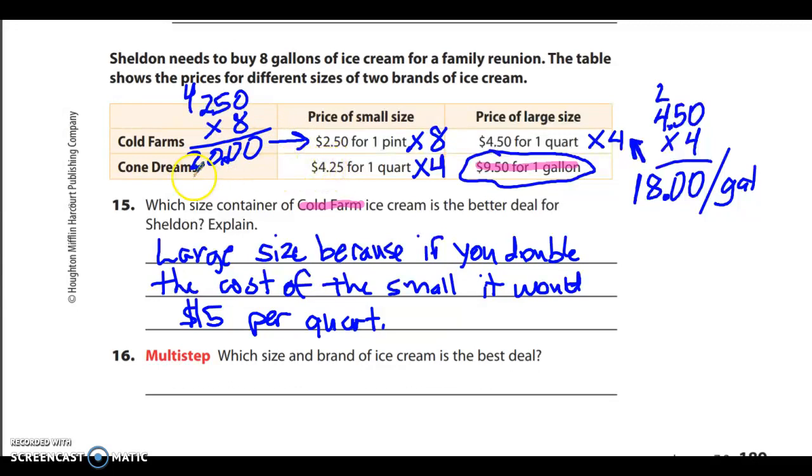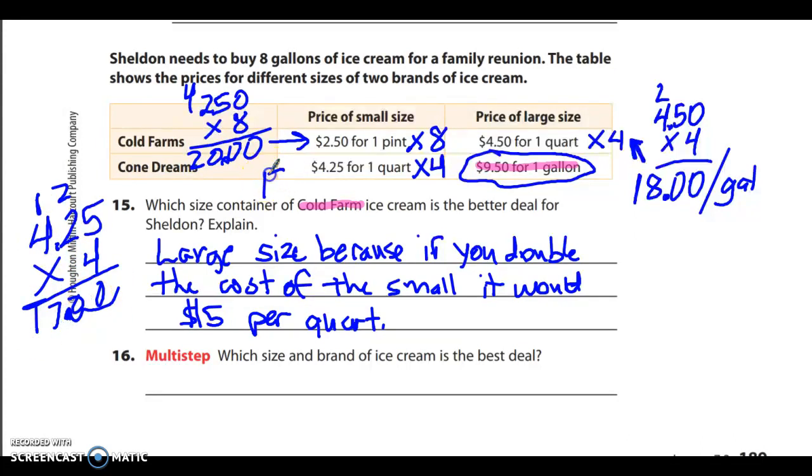And this one's going to be $4.25. I'm going to do it over here, I guess. $4.25 times 4. 425 times 4 is, that's 20. That's 8 plus 2 is 10. And that's 16 plus 1 is 17. That's going to be $17 per gallon. So we've got $17 per gallon. We've got $20 per gallon. We've got $18 per gallon. And we've got $9.50 per gallon. So clearly the best deal is Cone Dreams large size.